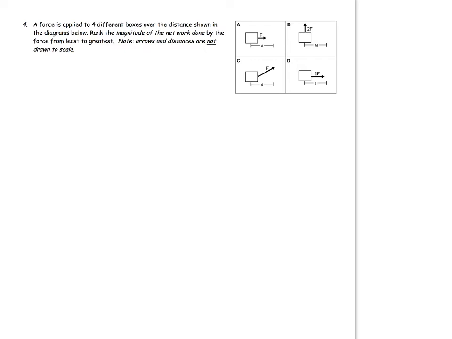Moving on to this one, we have a situation where there's a force applied to 4 different boxes, pushing it over some distance, and we want to rank the work done in each situation. So what I would think about here is our idea that work is F delta X cosine theta. That's how we get the work done by a force, and we're going to think about some of the concepts that we know related to that.